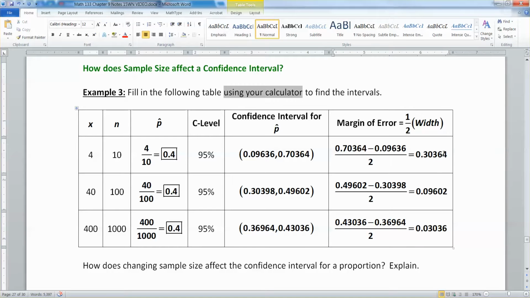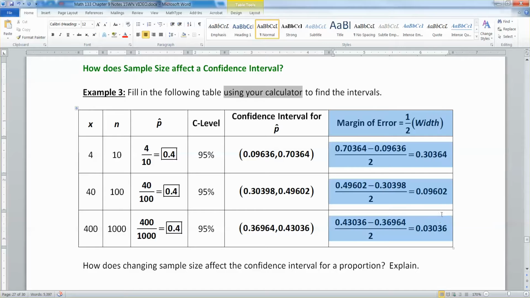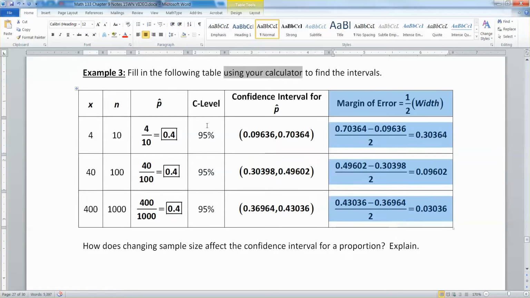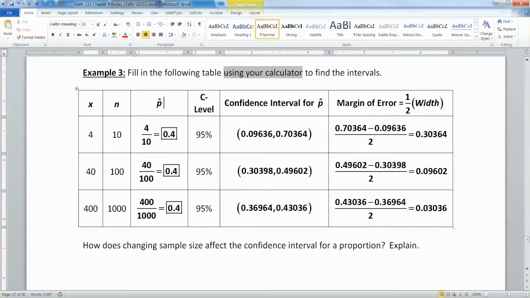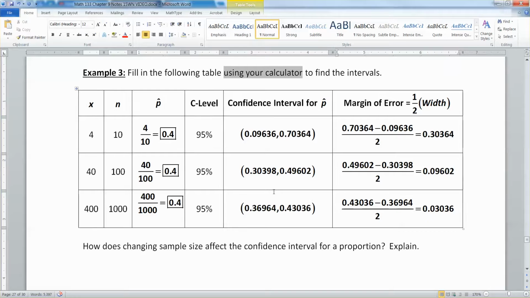So now look what's happening to our error. What changed? Our confidence level didn't change, but as we moved our way down the table, it was getting smaller and smaller for our error. Now, why did it happen? Why are these errors getting so much smaller? We started at 30% for our error, 0.30, and we end up at 3%.